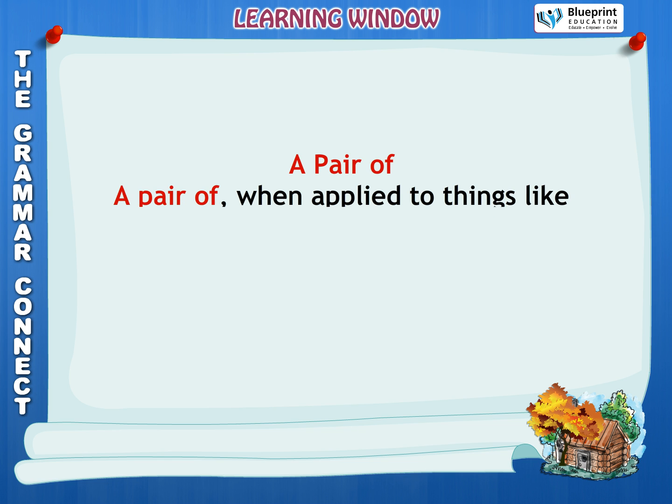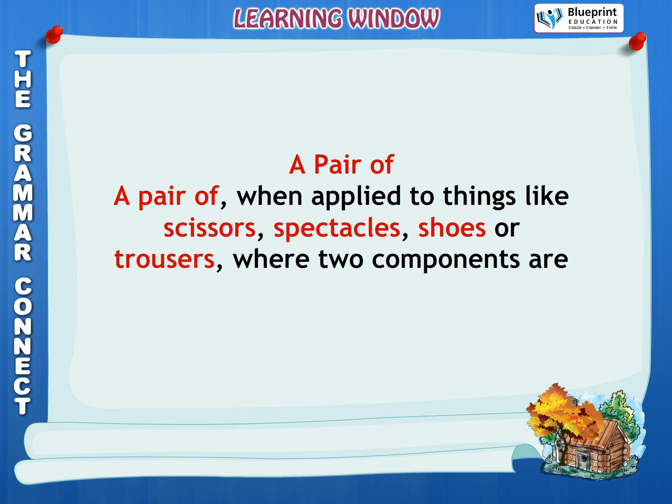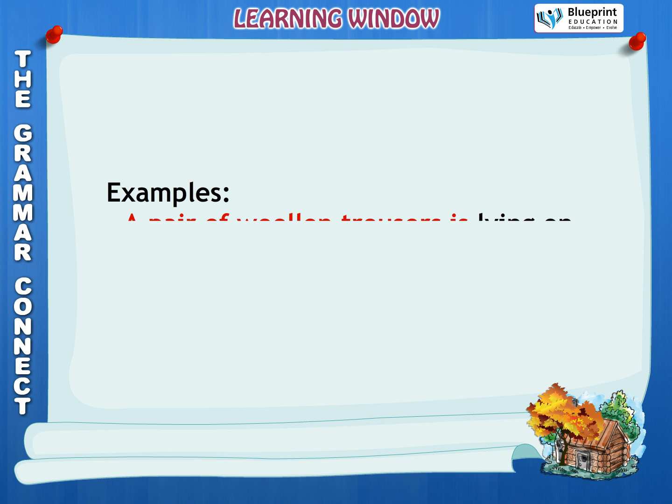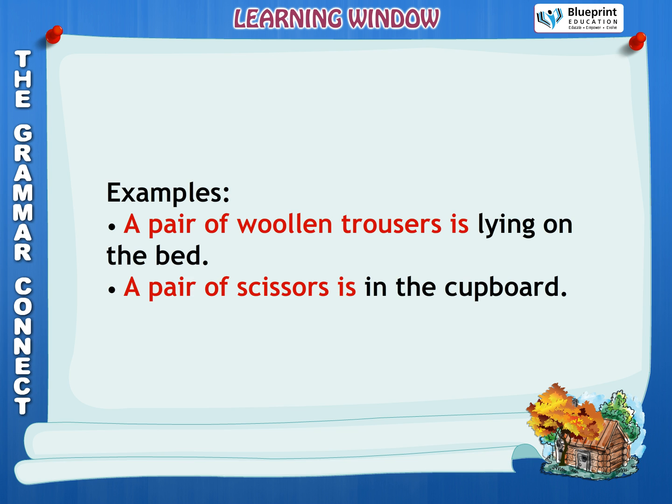A pair of. A pair of, when applied to things like scissors, spectacles, shoes, or trousers, where two components are always thought of together, takes a singular verb. Examples: a pair of woolen trousers is lying on the bed. A pair of scissors is in the cupboard.